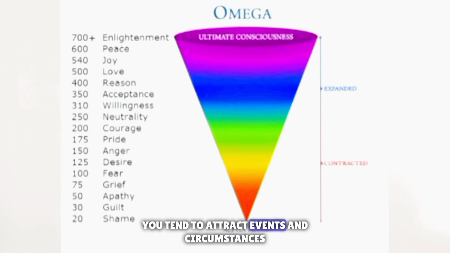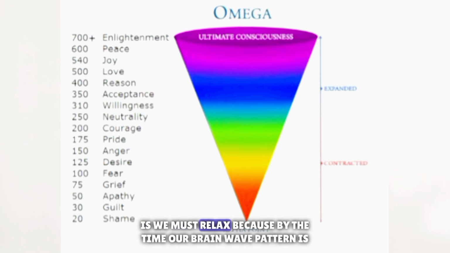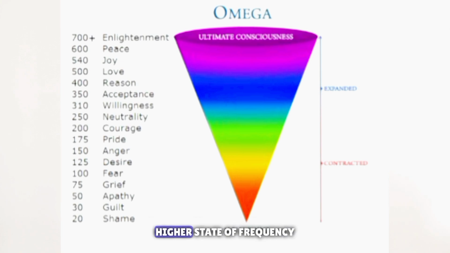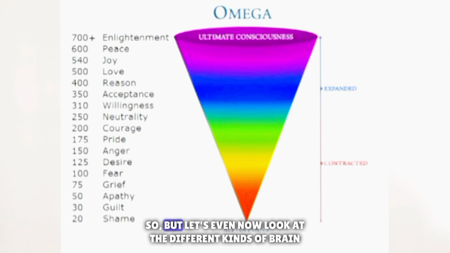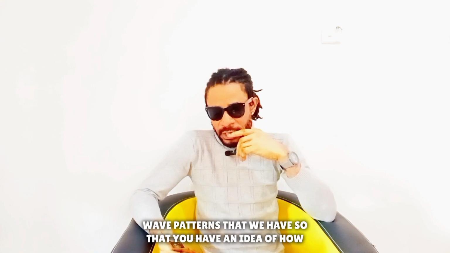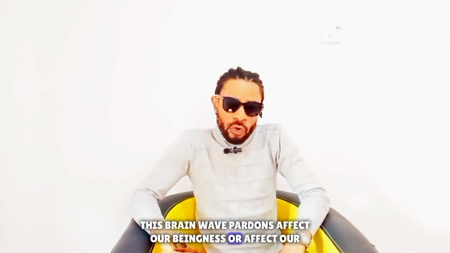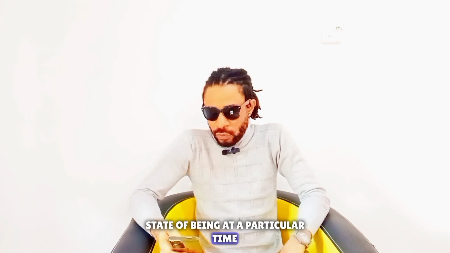You tend to attract events and circumstances. But what we want here is to be at the highest level of frequency, vibrating at the highest rate of speed. We must relax, because by the time our brainwave pattern is slower, we tend to achieve a higher state of being, or a higher state of frequency. But let's now look at the different kinds of brainwave patterns that we have, so that you have an idea of how these brainwave patterns affect our state of being at a particular time.